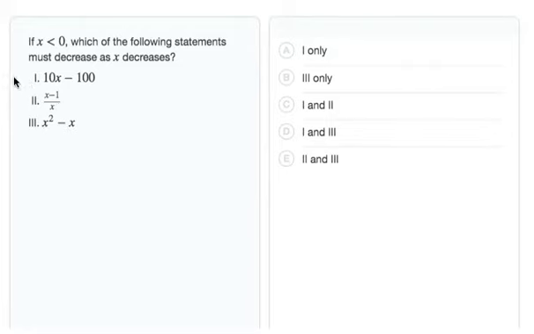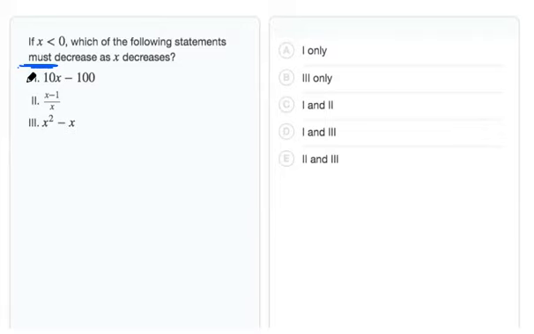So the question specifically asks us, if x is less than 0, which of the following statements must decrease as x decreases? So this "must" is a really key word here. And we're looking for, out of all of the possible statements, which ones must decrease as x decreases. So the answer choice is not just going to be a single statement. We could have multiple statements that actually satisfy this question.